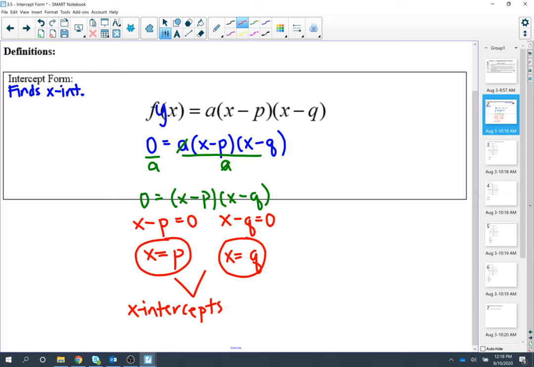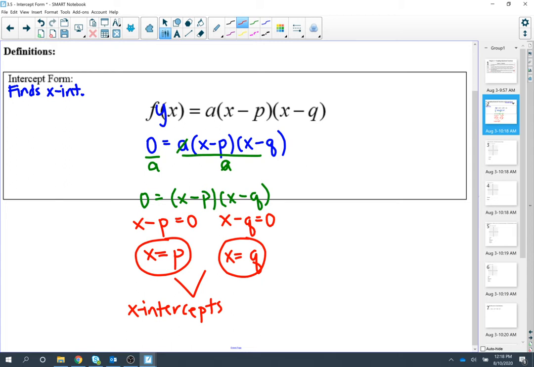Now, the other thing to keep in mind is if you're looking at intercept form, do you notice this is x minus p? But your x-intercept is actually at positive p. This is x minus q, and your x-intercept is actually at positive q. So kind of like when you're graphing in vertex form, and you've got that left or right movement, and it's the opposite of what you would think, kind of the same thing here.